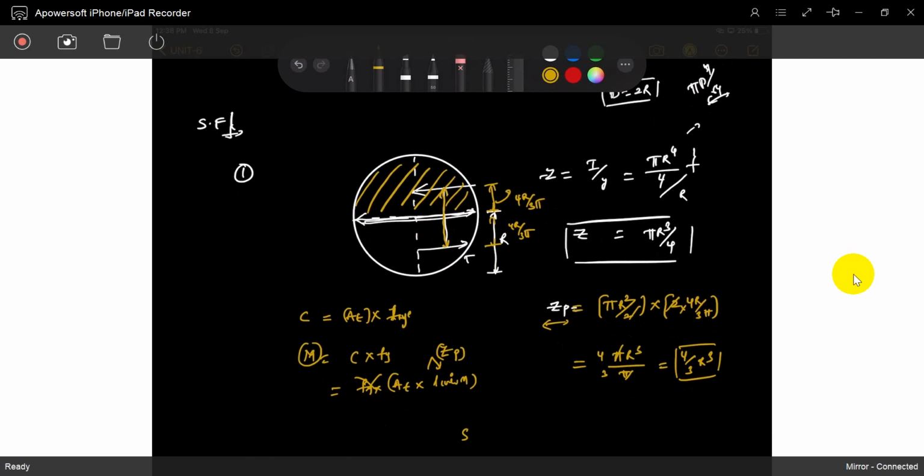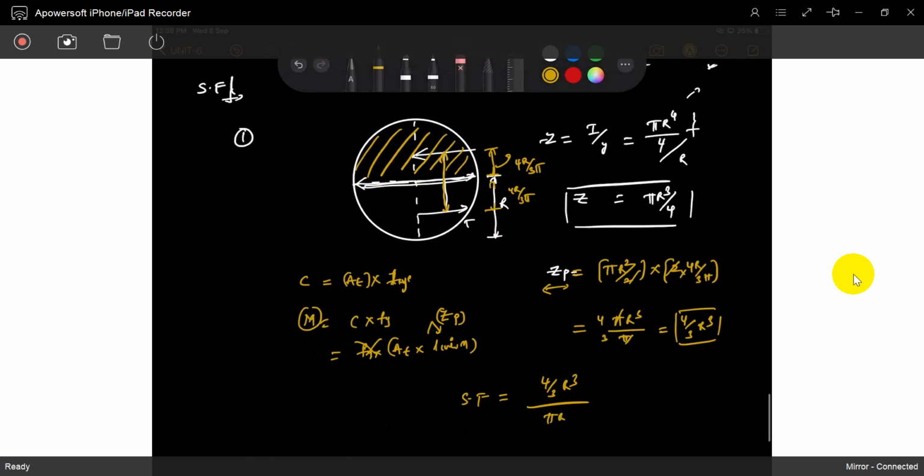So what is the shape factor? Now the shape factor is 4 by 3 r cube divided by pi r cube by 4. R cancels. So what will we get? 16 by 3 pi. It is 1.698. So got it? Almost 70% is there.